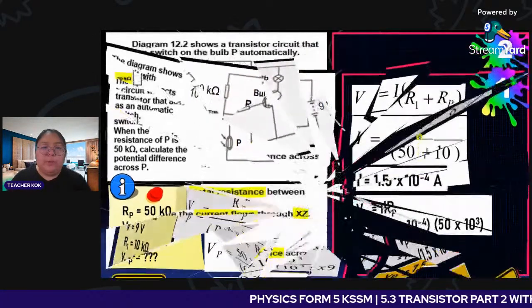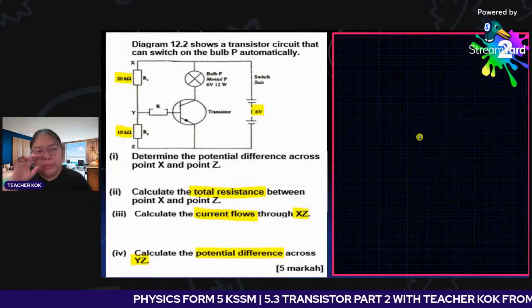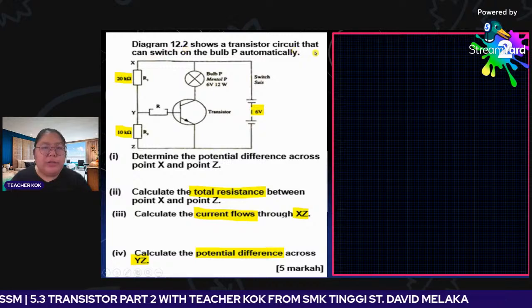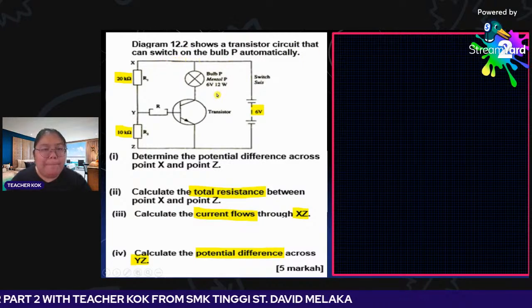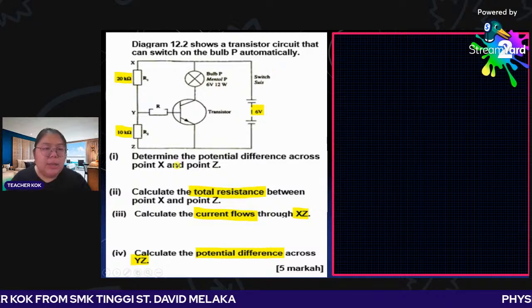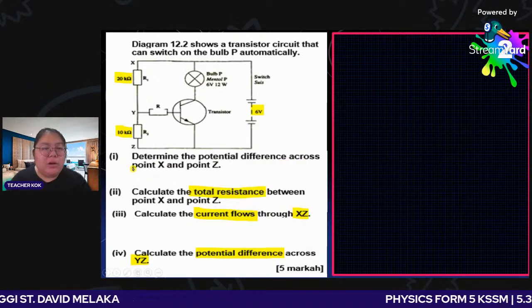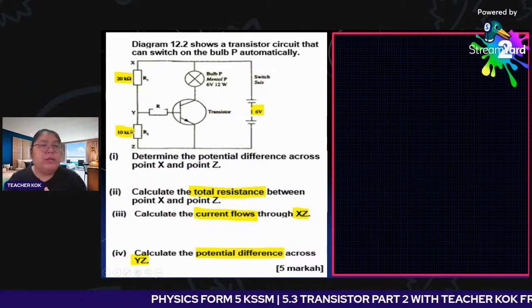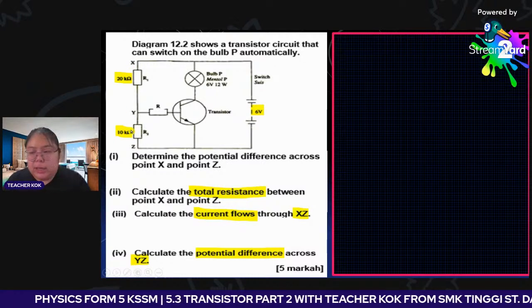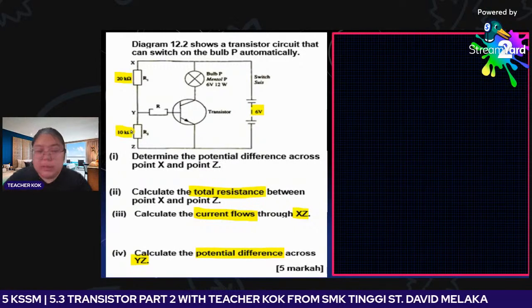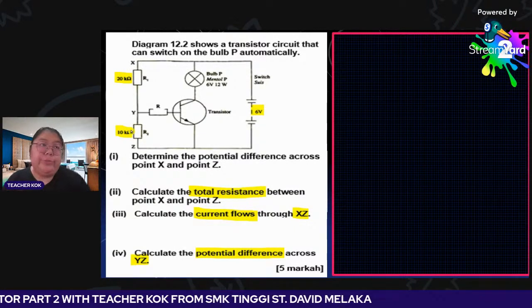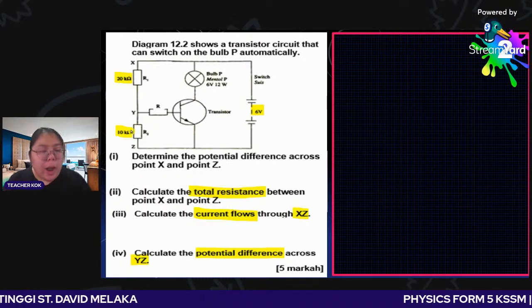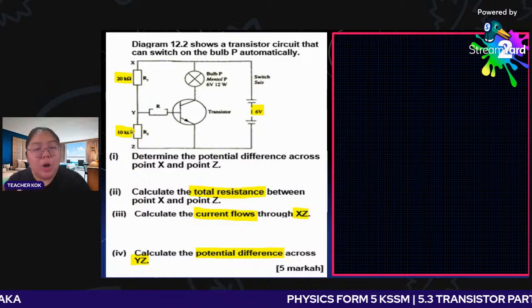Okay, so from here we go through to the second question. Let's see this diagram. They show a transistor circuit with a bulb that works automatically. Determine the potential difference across the point X to Z. X and Z. Can you tell me what is the potential difference? Anybody can answer this one? Simple question, no calculation. Only pass the voltage from X to Y, then to Z. How many volt?